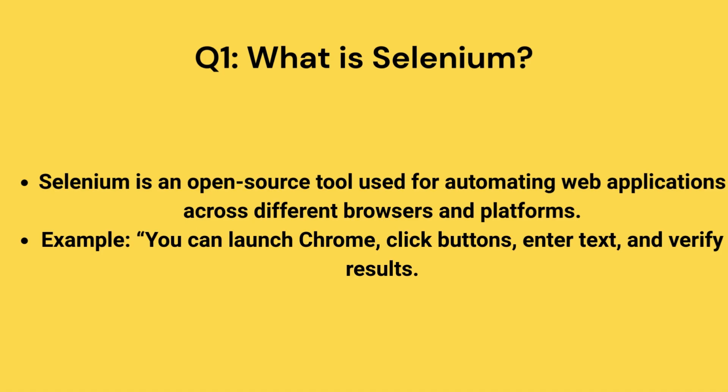So, the first question, which is a very common question but people don't get to answer properly, is what is Selenium? We can answer like this: Selenium is an open source tool used for automating web applications across different browsers and platforms. You can give an example like you can launch Chrome, click buttons, enter text, scroll, and then verify results. So, next, move to the second question.